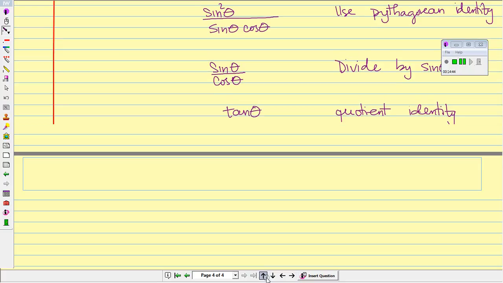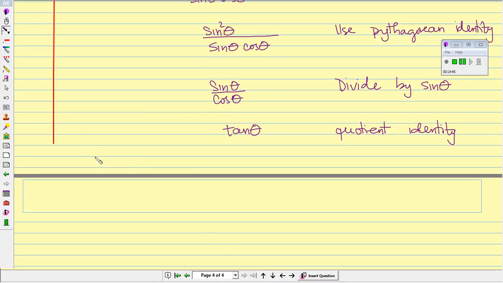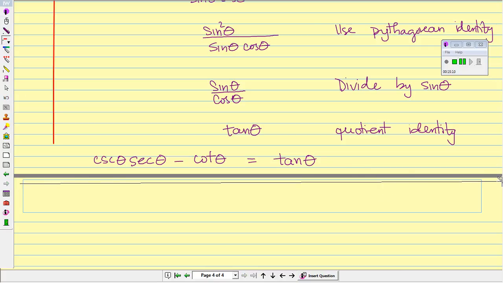So our conclusion is that cosecant theta times secant theta minus cotangent theta, after we simplify, is just equal to tangent of theta.